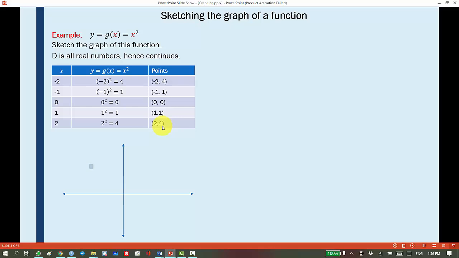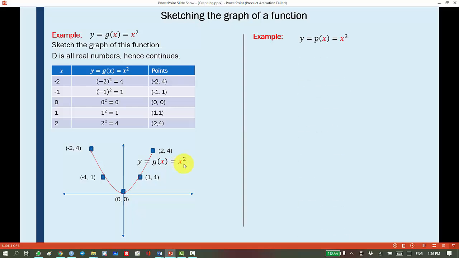Let's find the location of those points in two-dimensional space. This is the first point, -2 and 4. This is 2 and 4. This is 0 and 0. This point is -1 and 1. This point is 1 and 1. Now we connect the points. As a result, we get a sketch of the graph of y is equal to g of x is equal to x squared.